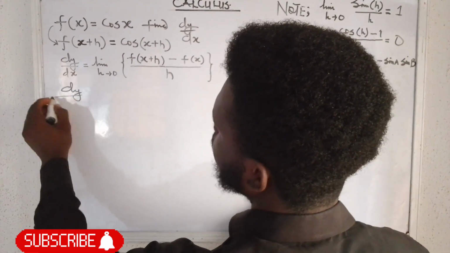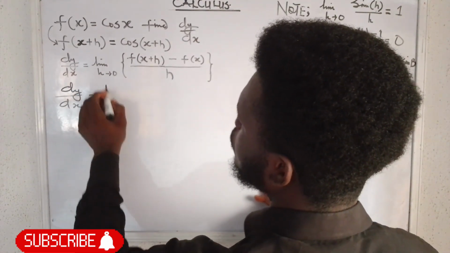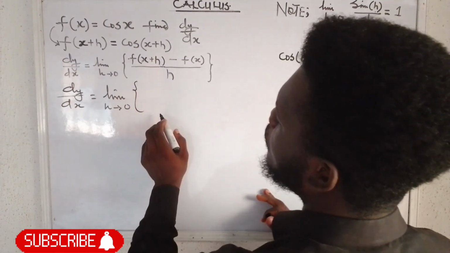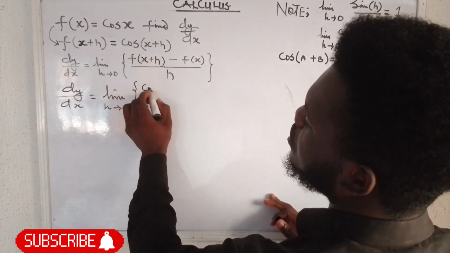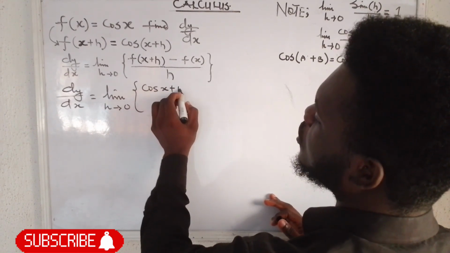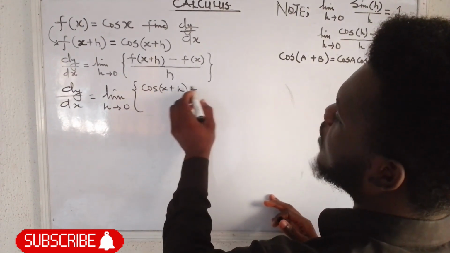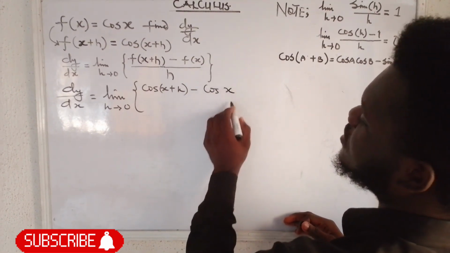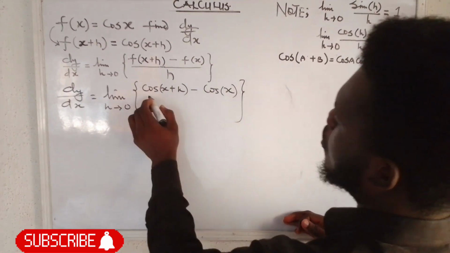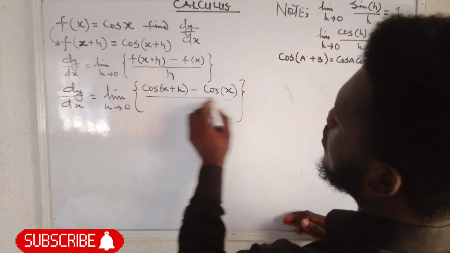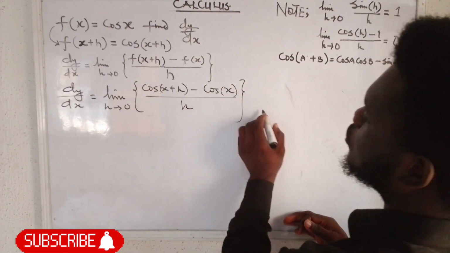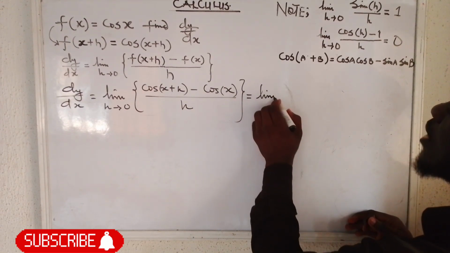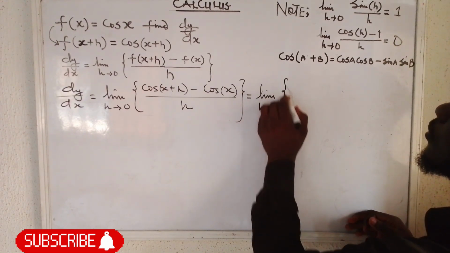Just say dy/dx will be equal to the limit as h tends to 0. What is the function of x? Now, the function of x is cosine of x plus h. Then what do we have? Minus f of x, which is cos x, all divided by h. Then everything here will be equal to the limit as h tends to 0.